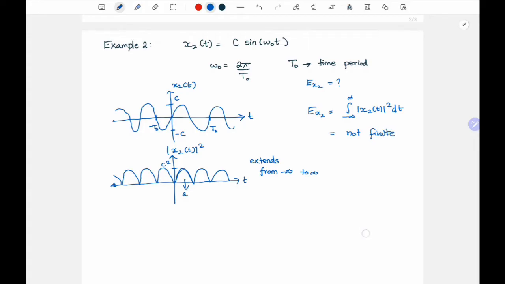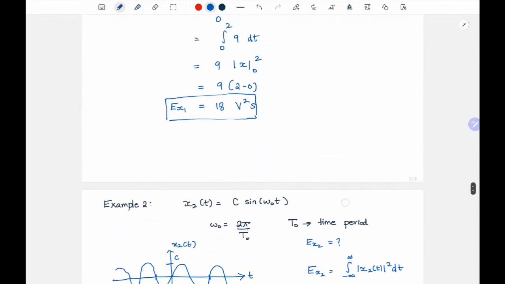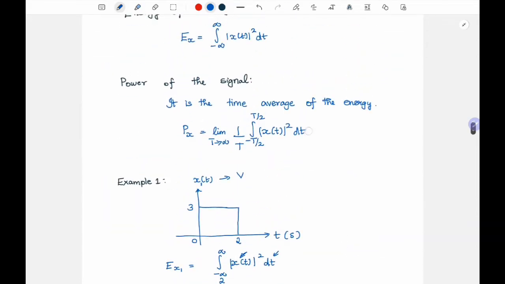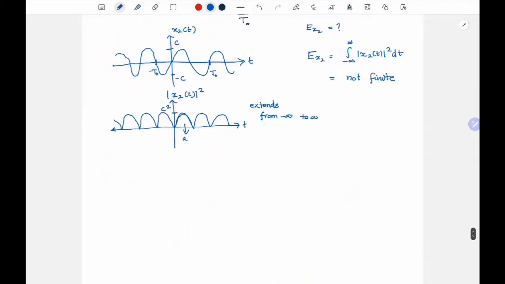So then we can go ahead and try to calculate the power. So power, what is the formula? You have it here, right? It is the limit t tends to infinity of 1 by t integral from minus t by 2 to t by 2 of mod x of t whole square dt. It is just the average of energy. So what do we do in that case? It is the time average of energy.